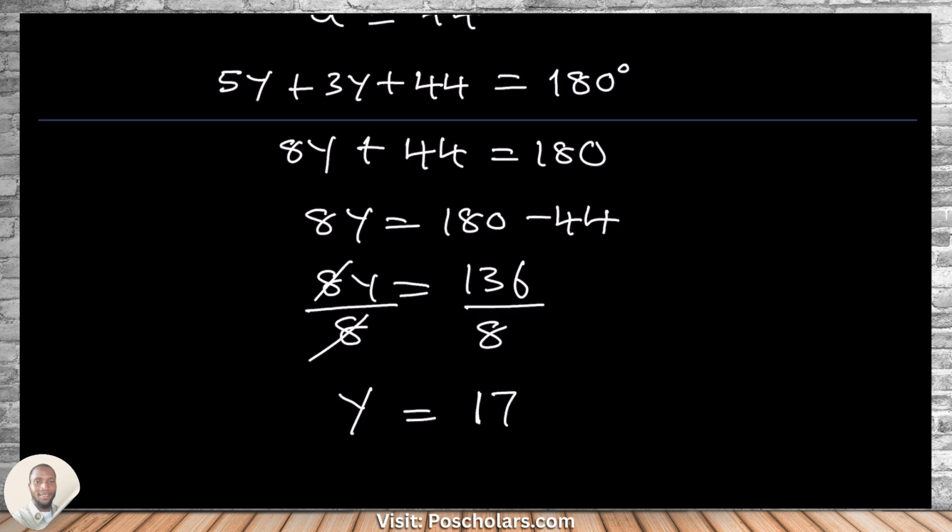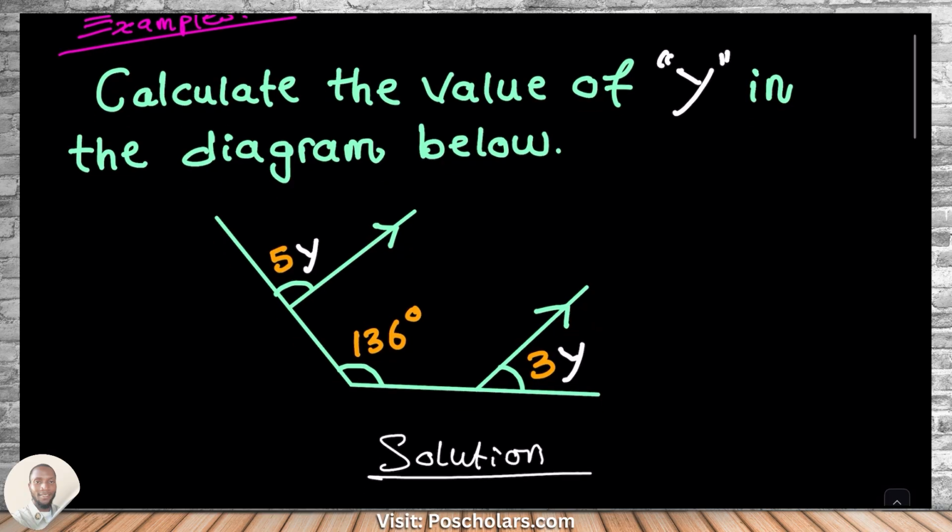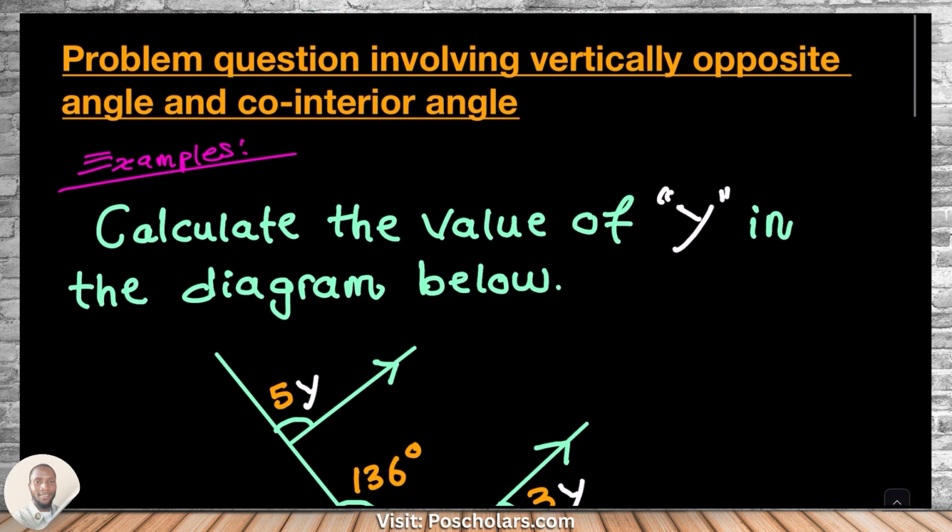17, just 17. The value of y is what? 17, or you can say 17 degrees, right? So that's the final answer based on the instruction we are given. The instruction asks us to find just y. But if the instruction asks us to find the unknown angles, then this angle here will be 5 times 17, which is y, and this angle here will be 3 times 17, which is y.